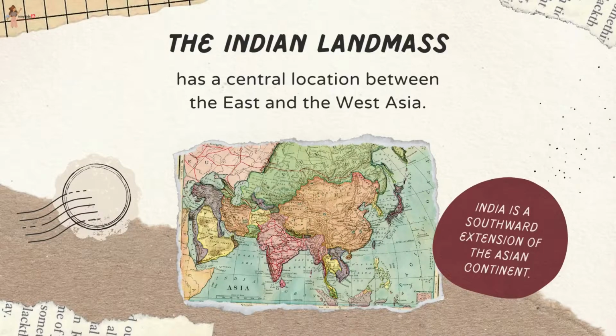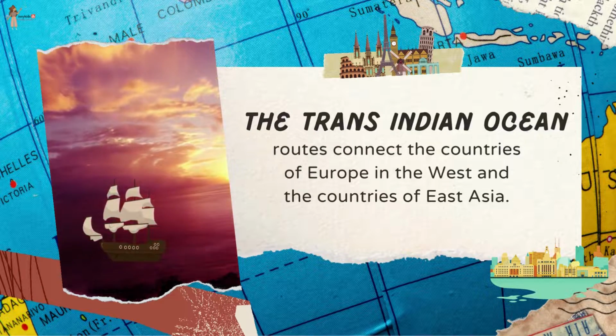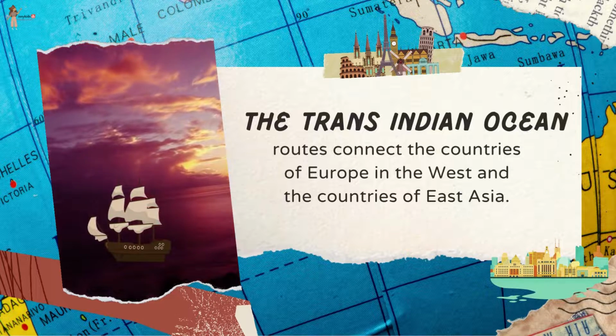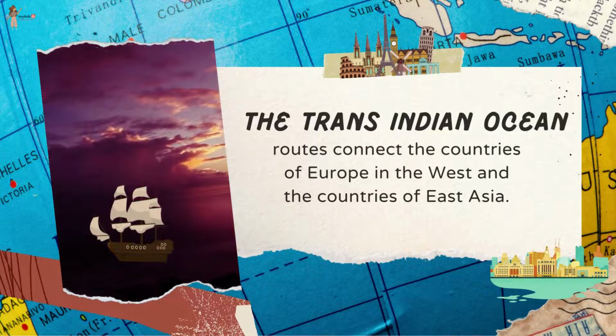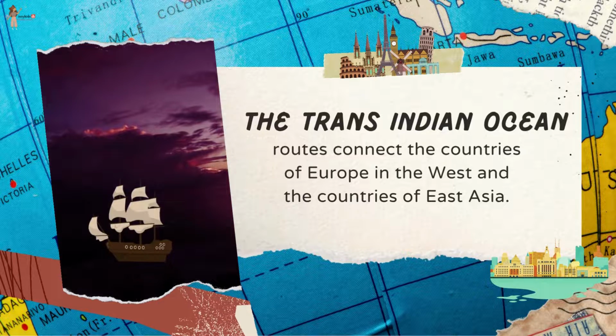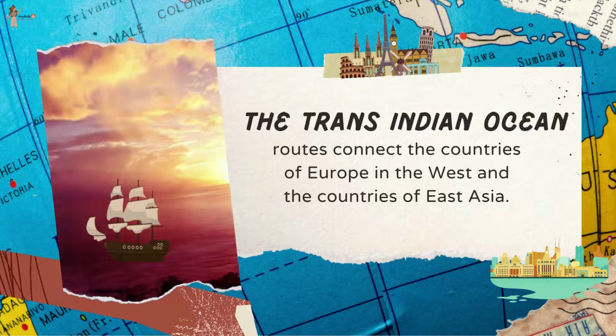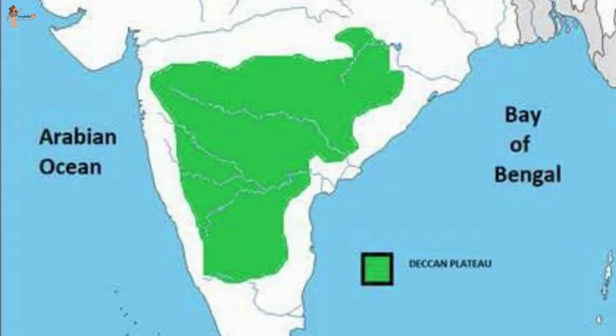India and the world. The Indian landmass has a central location between the East and the West Asia. India is a southward extension of the Asian continents. The trans-Indian Ocean routes connect the countries of Europe in the west and the countries of East Asia. It provides a strategic central location to India.